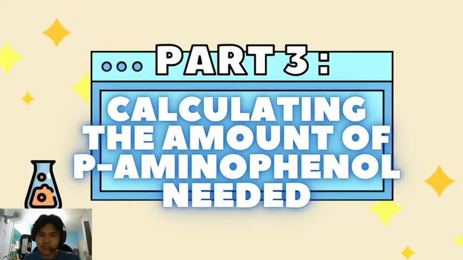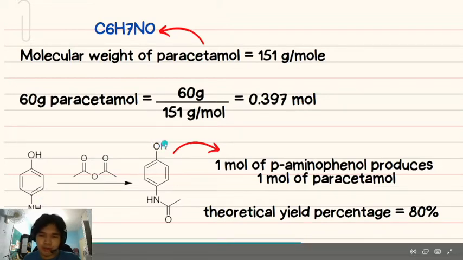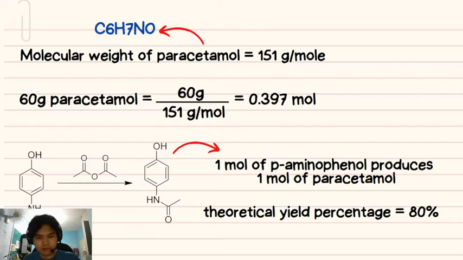Moving on to part 3, where we can calculate the amount of p-aminophenol needed. As we all know, the molecular weight of paracetamol is 151 grams per mole. With the given mass of paracetamol, which is 60 grams, we can find the moles of paracetamol by using the formula of mass of paracetamol divided by the molar mass of paracetamol, which gives us 0.397 mole. Based on the stoichiometry below, we know that 1 mole of p-aminophenol will produce 1 mole of paracetamol. We are also given that the theoretical yield percentage is 80%, which is the percentage of p-aminophenol converted to paracetamol.